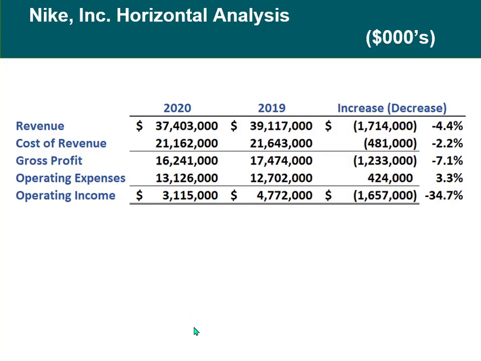But here's kind of an interesting example. This is Nike from last year, and I got these numbers off Yahoo Finance. And Nike's income, if you just go to the bottom line here, you can see in 2019 they made $4,772 million, whereas in 2020 they made $3 billion. So they've got a 1.657 decrease in operating income, or a 35% decrease in income. And then when you look at the rest of the details here, you can see that revenue was down by 4%. Their costs also went down, but not by as much as revenue did. Okay, so gross profit is decreased by 7.1%.